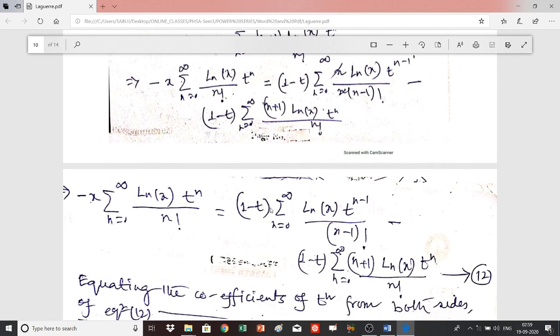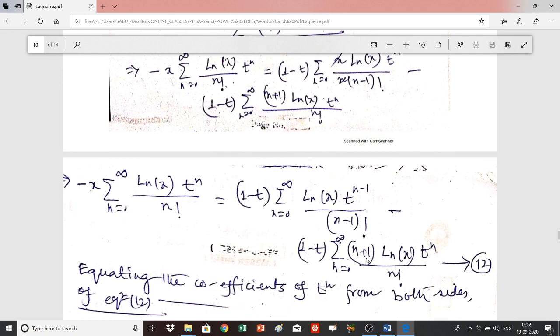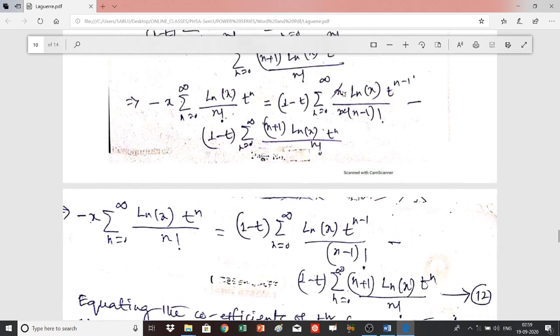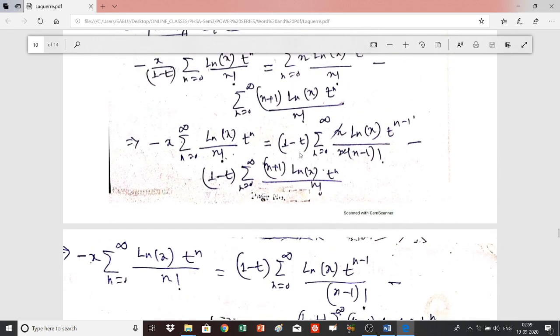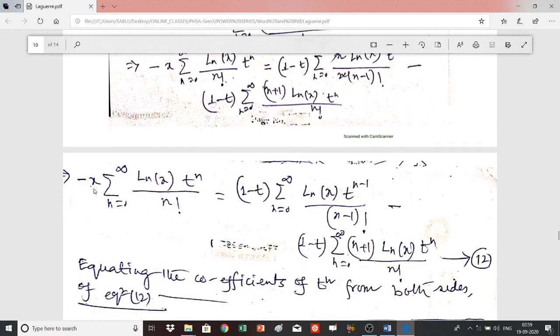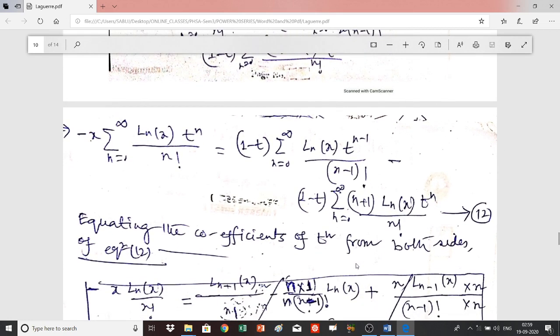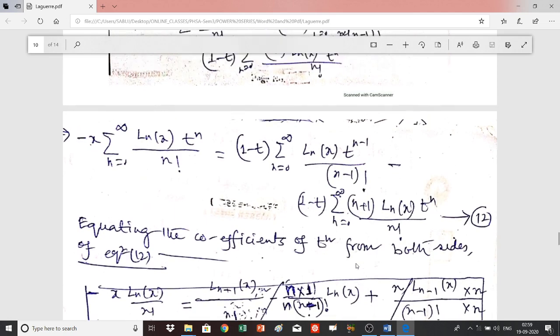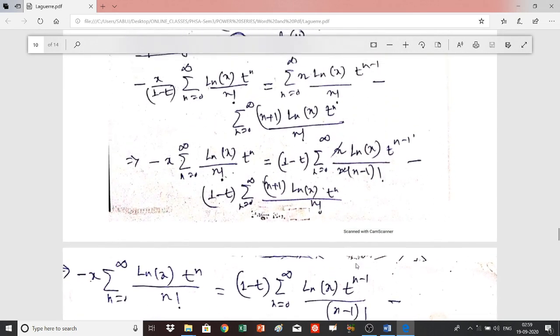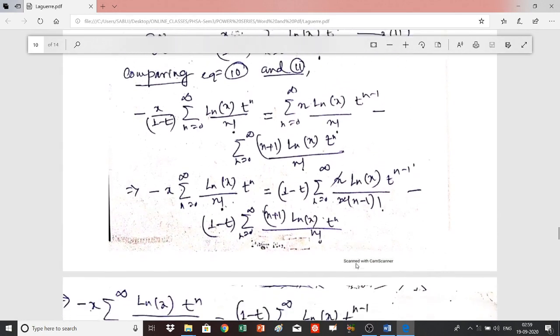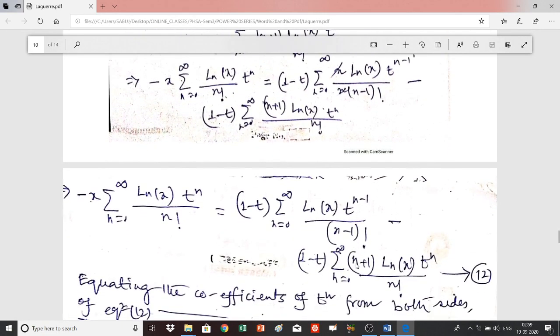Due to the constraint of time, I only write what I have obtained from the calculation given in these two lines. And here is the term x minus x, sum n equals 0 to infinity L_n x by n factorial t to the n, that is equal to 1 minus t, sum n equals 1 to infinity L_n x t to the n minus 1 by n minus 1 factorial, and these two terms. Just concentrate and do the calculations and follow what I have done here. All the calculations are given here. I think there will be no problem to understand this.